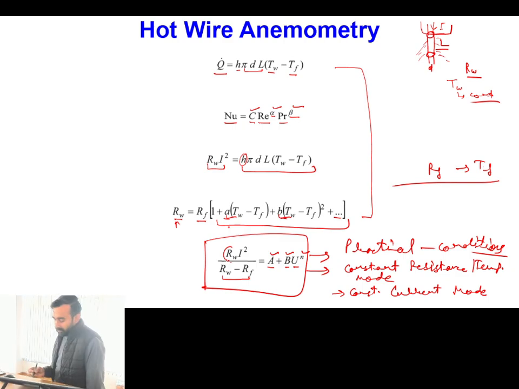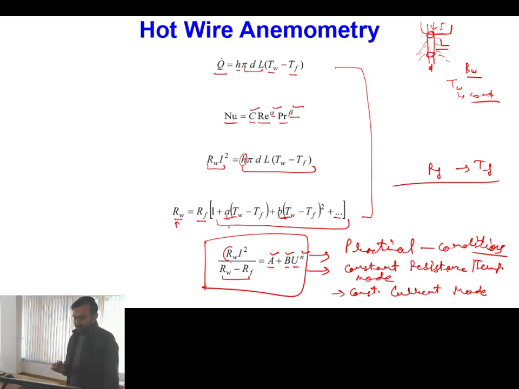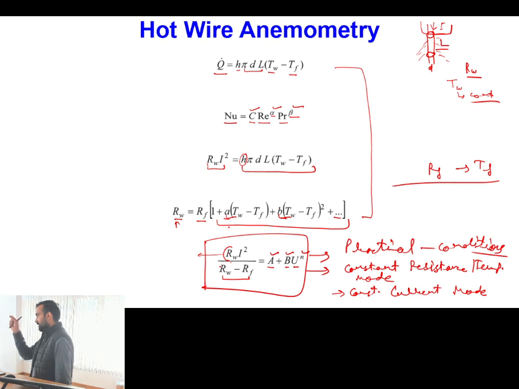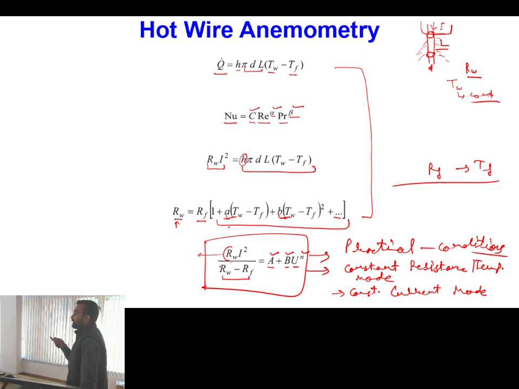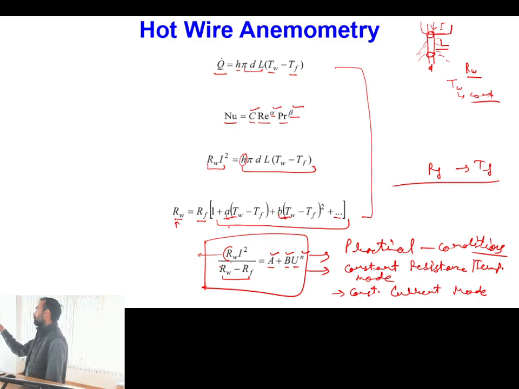In constant resistance mode, what is done? The resistance or temperature of the wire is continuously recorded, and if any change in the temperature or resistance starts occurring, corrective action is taken with the help of a feedback circuit, either to decrease or increase the current supply. And whatever decrease or increase we make in the current supply is correlated directly as a function of the velocity field. Have you understood this point?